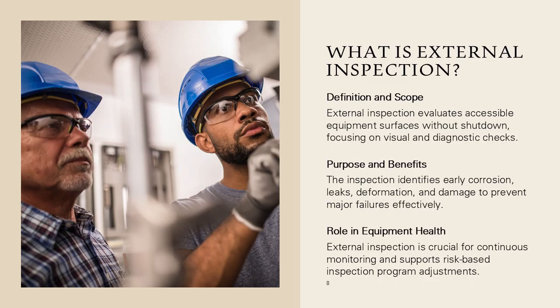External inspection acts as the first line of defense in identifying deteriorating conditions because external surfaces often provide visible clues about internal conditions. Though considered less intrusive, external inspections are essential for continuous equipment health monitoring and play a major role in detecting emergent issues before they escalate into significant failures. External inspections also provide key data that feed into RBI programs and help adjust inspection intervals.